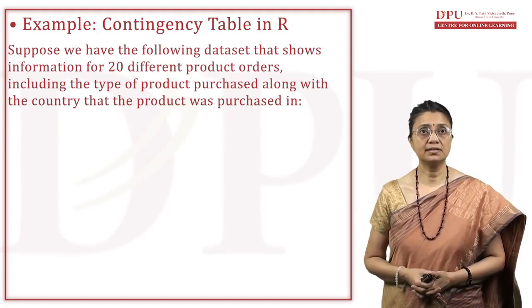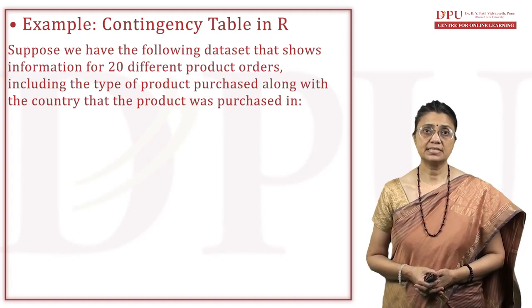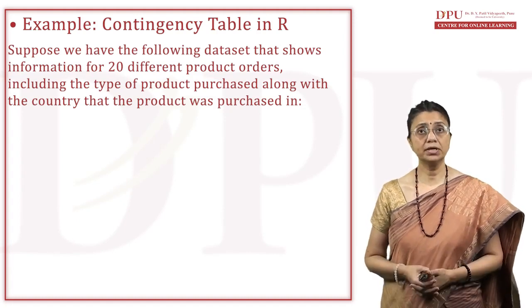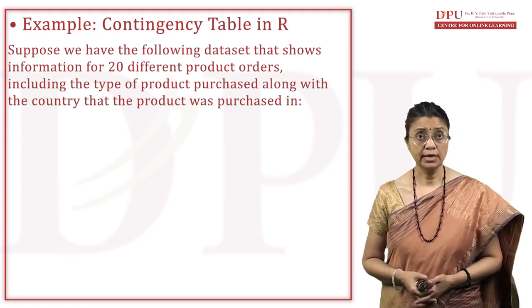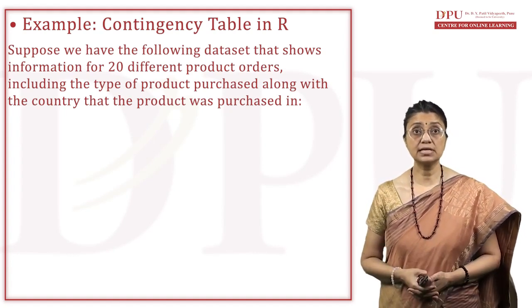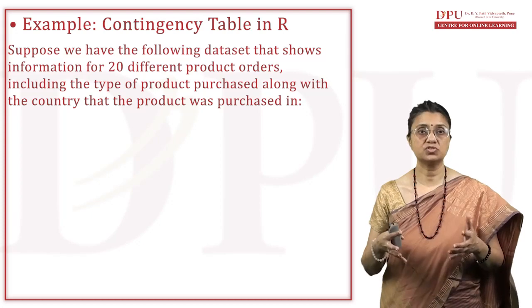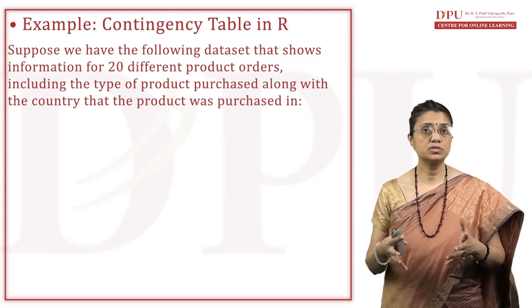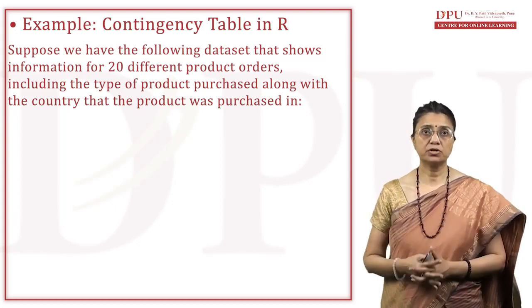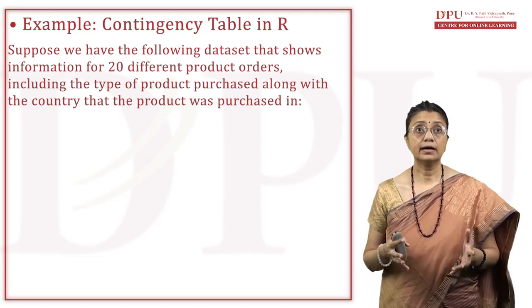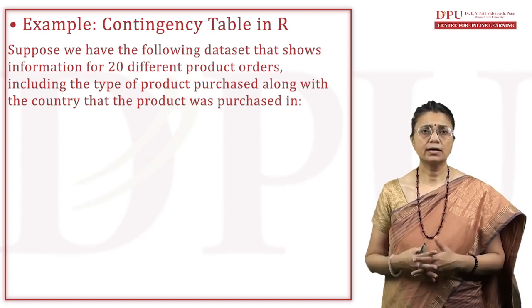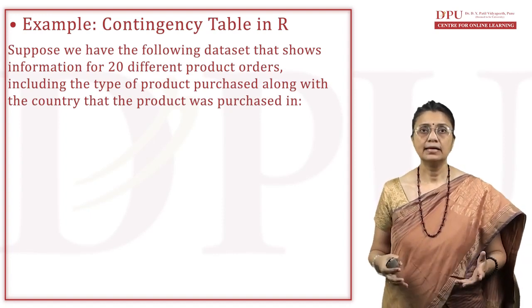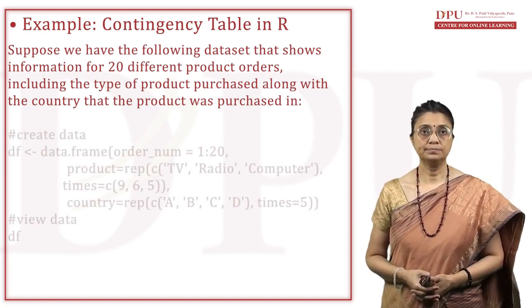Let's have a look at the contingency table with the previous example. Suppose we have the following data set that shows the information for 20 different product orders, including the type of product purchased along with the country that the product was purchased in. So basically the question is the same, that there are 20 product orders and there are countries in which those products were purchased. So we are creating a contingency table. Let's see how we can go about it.